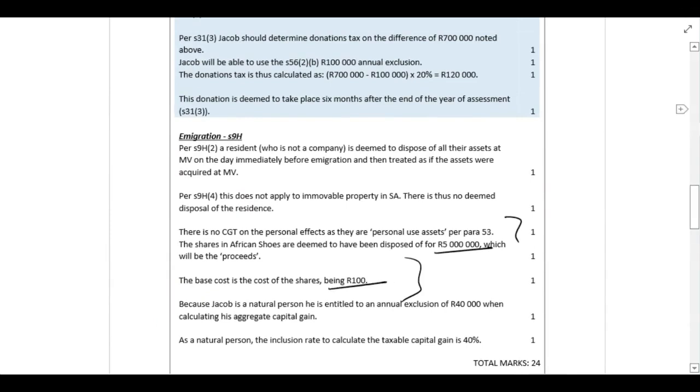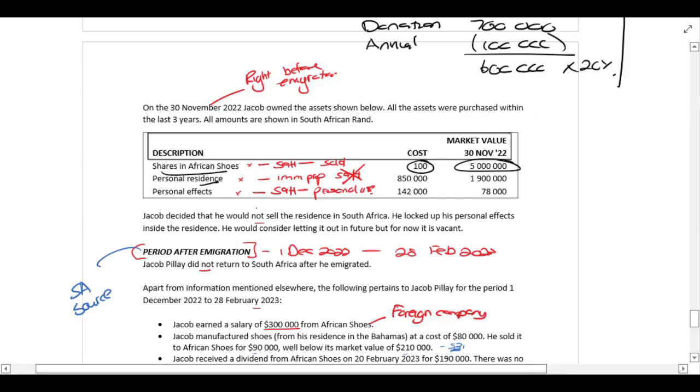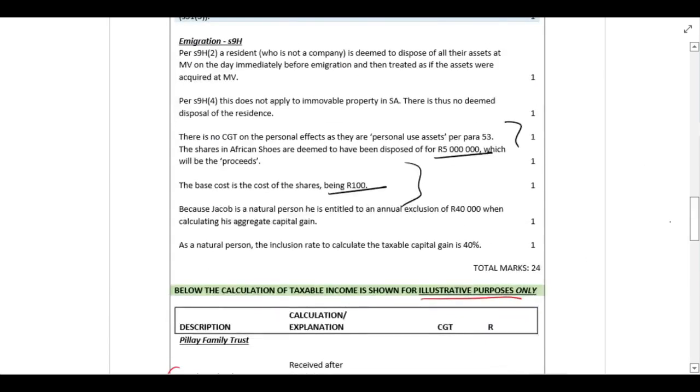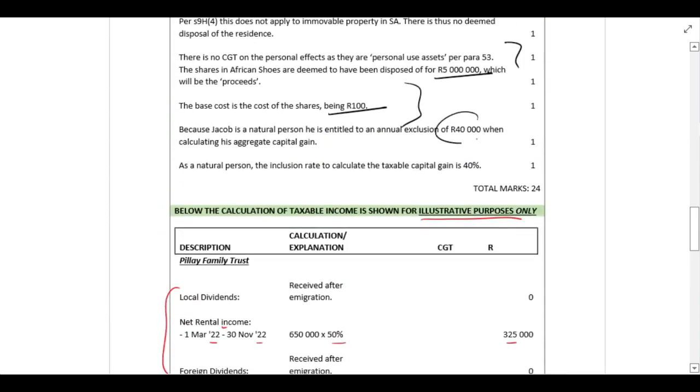They are treated as if they were sold for 5 million. Base cost is 100,000. Personal residence. This is immovable property in South Africa. Section 9H tells you that immovable property in South Africa is not part of section 9H, so we'd have no issue with that. And then the personal effects will be personal use assets, so there will be no CGT on that. He gets his 40,000 annual exclusion, and 40% of that is taxable.